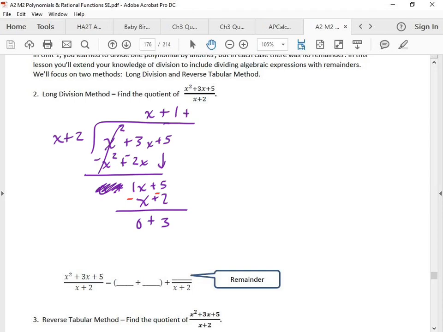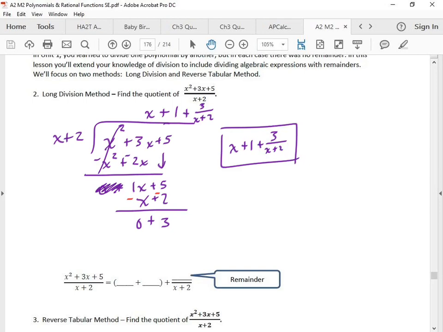You say plus 3 divided by x plus 2. This is our answer. It's hideous. x plus 1 plus 3 divided by x plus 2. This is that fraction that we were talking about earlier.